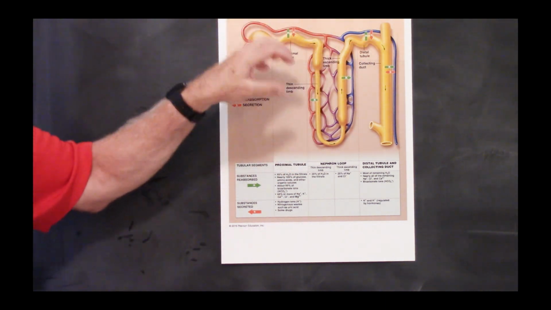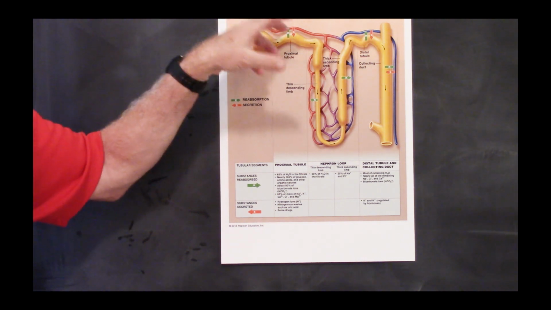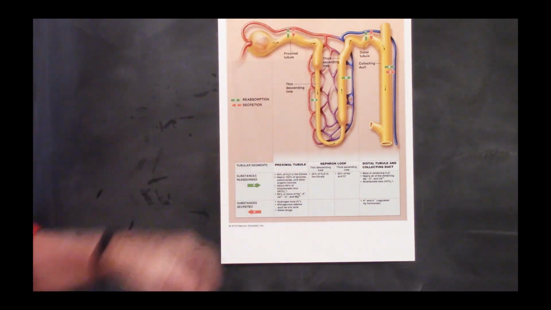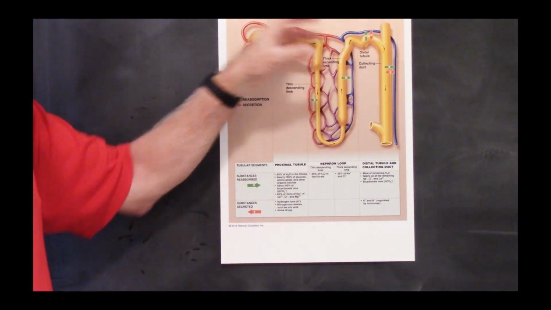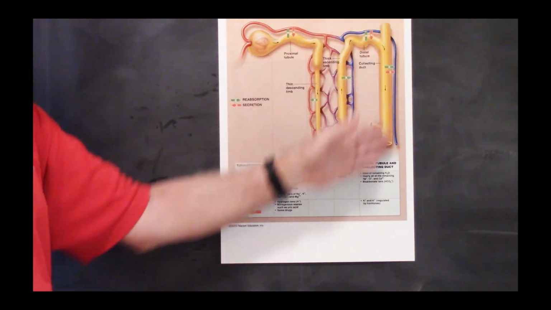So the nephron is the renal corpuscle and the components of the renal tubule. And then the distal tubule portion of a nephron drains into a collecting duct.